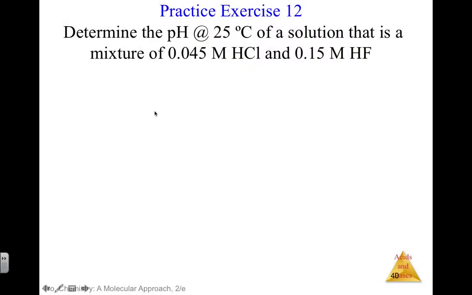Okay, practice exercise 12. Similar concept, a slight twist. See if you can figure it out on your own. Here it says determine the pH at 25 degrees Celsius, and that just tells us that our Kw value of 1.0 times 10 to the negative 14th is valid, of a solution that is a mixture of 0.045 molar HCl and 0.15 molar HF. Okay, so a mixture of acids, remember what you want to figure out, which of the acids is stronger, and solve for the pH of that acid. Ignore the weaker acid. So go ahead, hit pause, think about this problem, solve it, hit play. We'll go over it together in a few minutes.